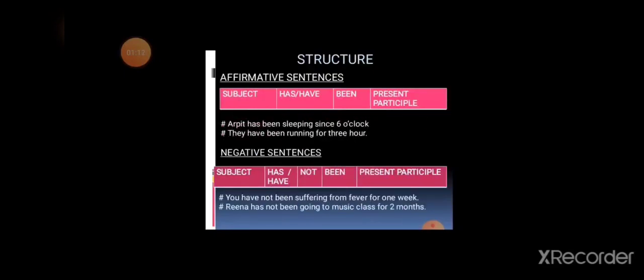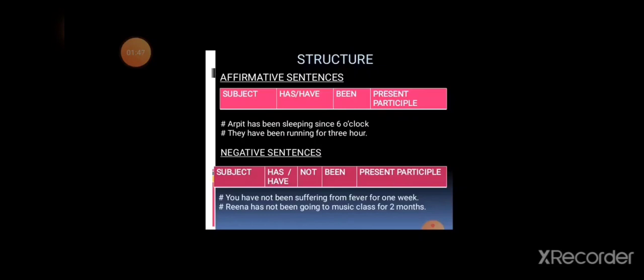Now let's see the structure. For affirmative sentences, we use first subject, then has or have, then been, and present participle, that is verb plus ing. For example, Arpit has been sleeping since 6 o'clock. They have been running for 3 hours. So here with singular subjects we use has and with plurals we use have.